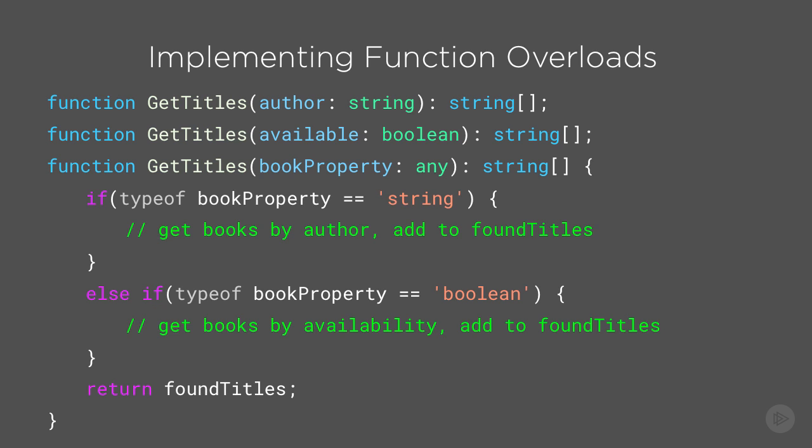that. I first check to see if the parameter is a string, in which case I would go gather a list of books by the author name in the string. If the parameter is a Boolean, I gather books based on their availability, true or false. This is admittedly a little clunky, but it does provide you with a way to overload functions, which is supported by some editors like Visual Studio Code, as we'll see in the next demo.